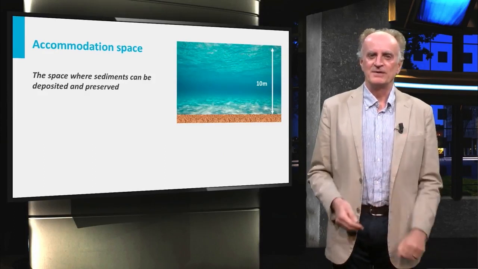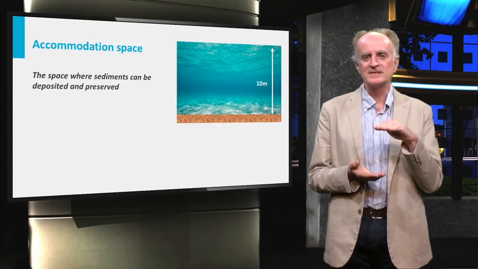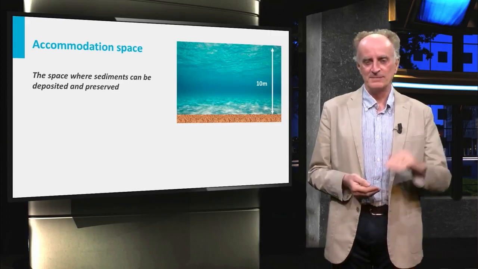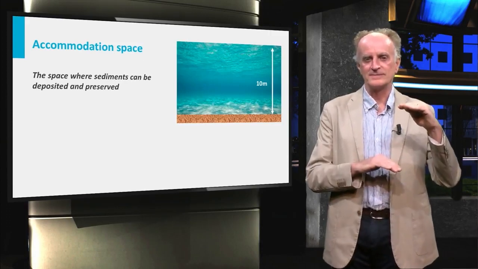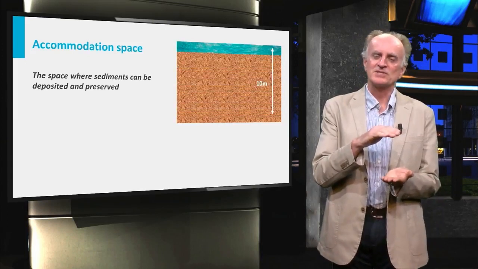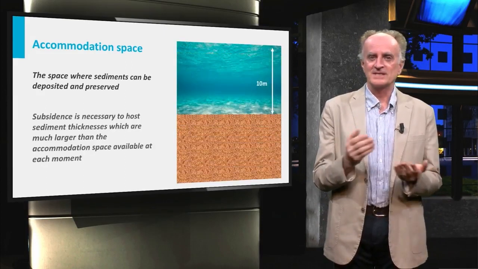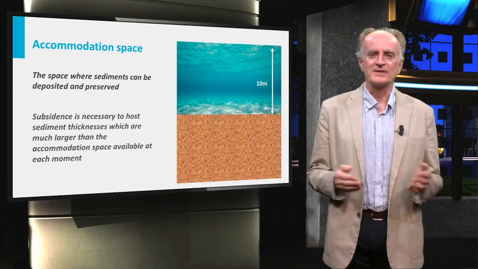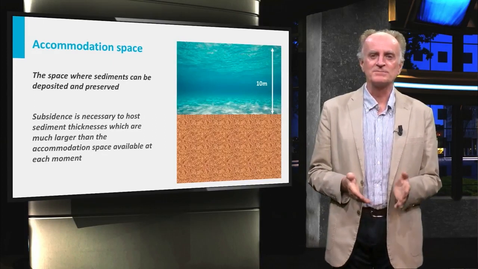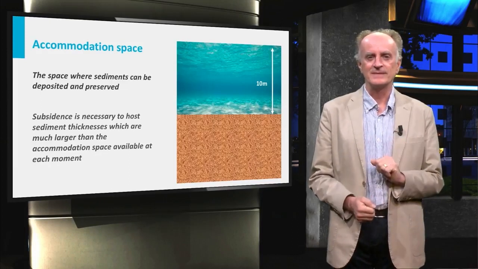In a previous clip, we've defined the notion of accommodation space as the space where sediments can be deposited and preserved. The most intuitive accommodation space is the water column between the sea level and the sea floor. In the absence of subsidence, the maximum thickness of sediments which can be deposited corresponds to the accommodation space. As sedimentary successions can be orders of magnitude thicker than the accommodation space available each moment, we need processes creating new accommodation space during time. We've called this phenomenon subsidence.